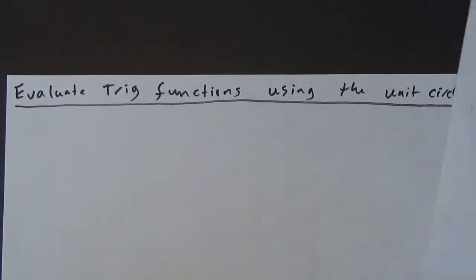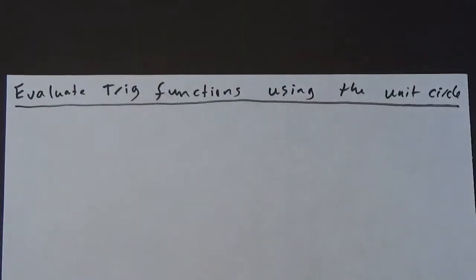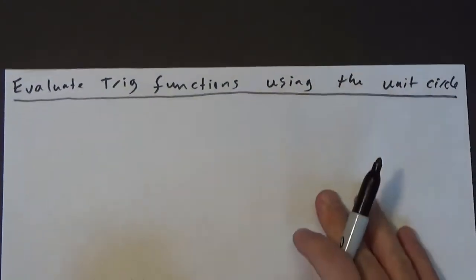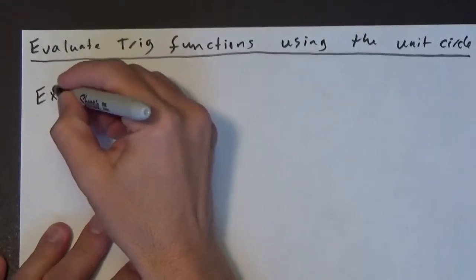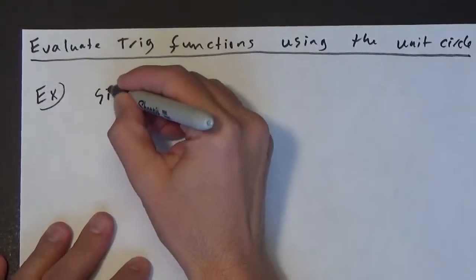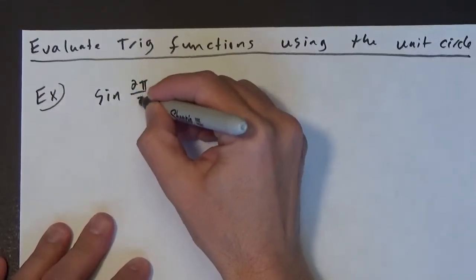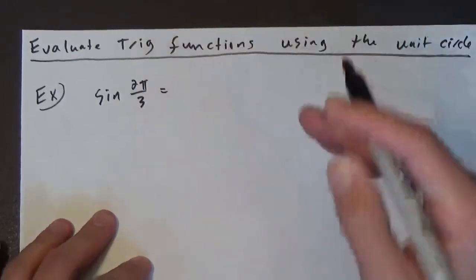So now that we've developed the unit circle, we want to use this unit circle to evaluate trig functions. So how do we do that? Alright, so let's say, for example, we want to find the sine of 2 pi over 3. What does that equal?